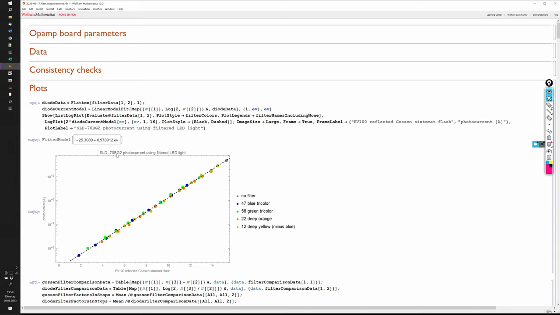the reference diode is very similar to the one of the 6-tomat, which is not too surprising since, of course, the Gossen 6-tomat also uses a silicon diode as its sensor element. So far, no surprises, and it means that we can use the SLD7DBG2 diode as a reference diode without any issues.